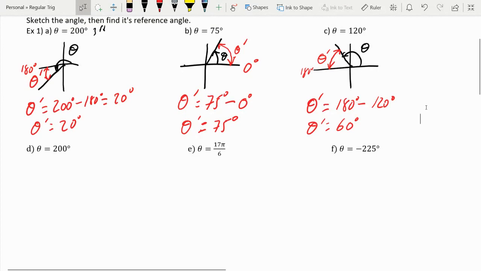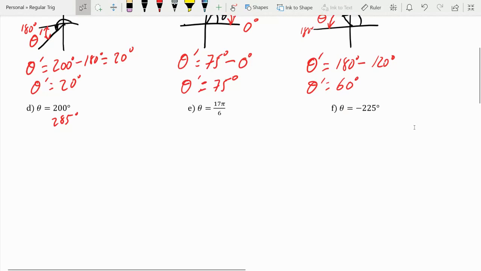Oh, sorry guys. This was not supposed to be 200. This was supposed to be 285. Sorry. Again, you guys know I can't type. So 285. Which quadrant? Well, in this case, it's in the fourth quadrant because remember there's 270.